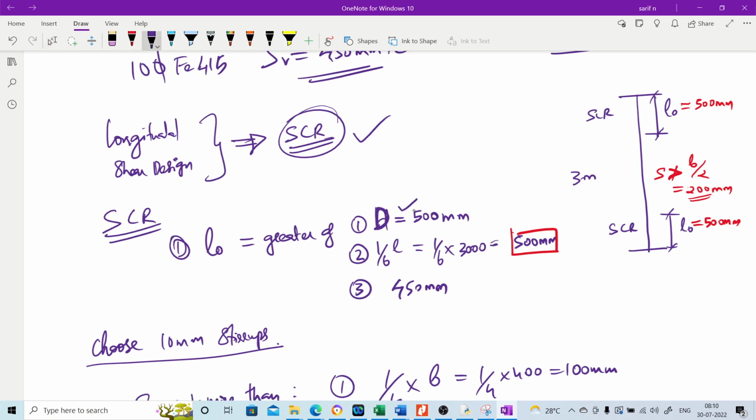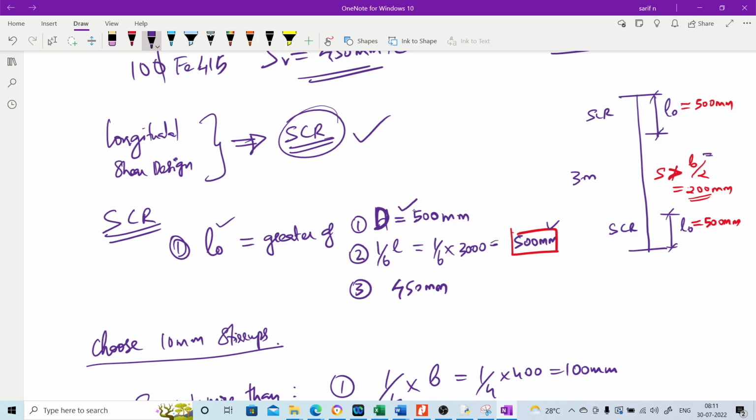Second one is 1 by 6 of the clear dimension of the member. So 1 by 6 of 3000, where 3 meter is the clear dimension of the member, is 500. Third one is 450 mm. So the greater of these three is going to be the L0 value. So we choose 500 mm as the L0 value. So L0 is given, and the remaining we have is 2 meter. In this 2 meter region the spacing should not be greater than the smallest longitudinal dimension divided by 2.